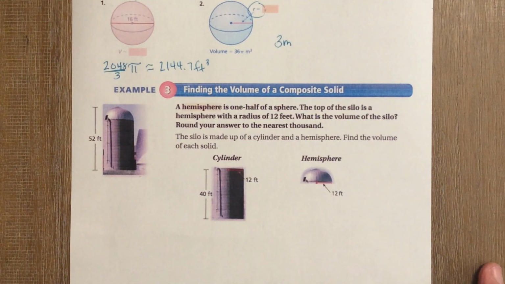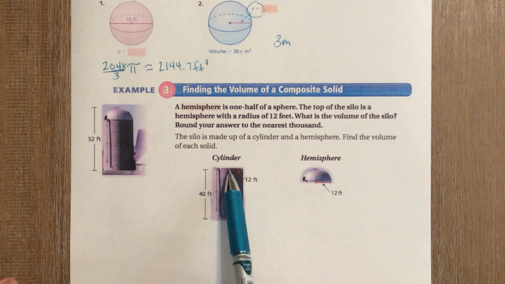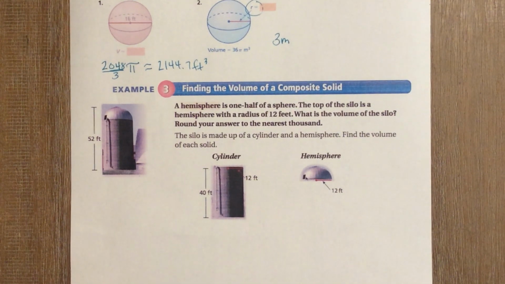The top of the silo is a hemisphere with a radius of 12 feet. What is the volume of the silo? So a silo is just where they can store like wheat or grains and things on a farm. Here it is. You can see that it's made of a cylinder and of a hemisphere. So we basically just have to find the volume of each of these.